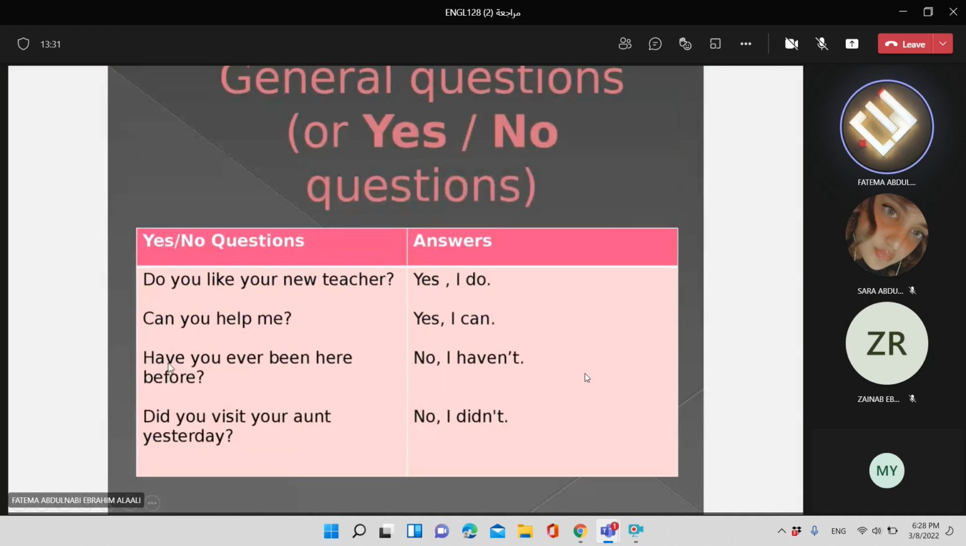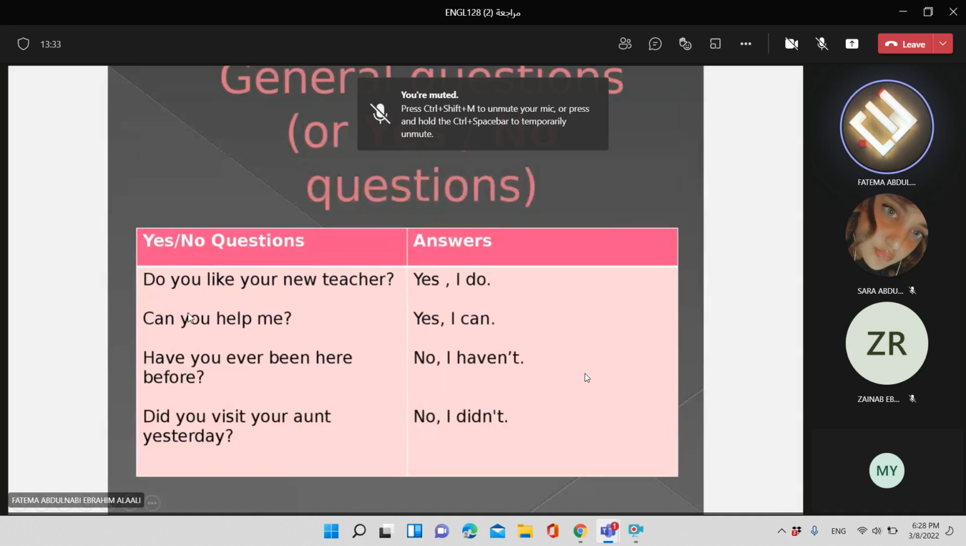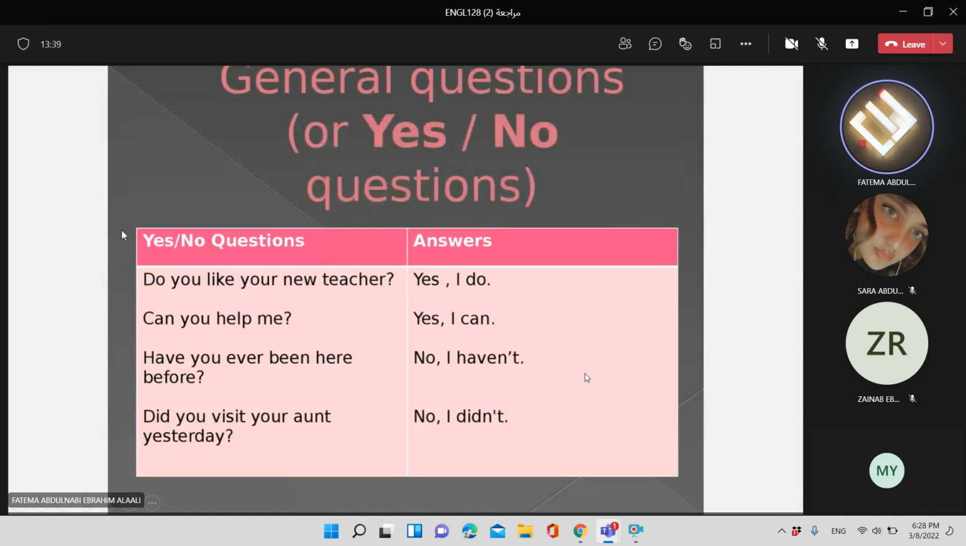For yes or no questions, we use modal verbs or helping verbs, okay? Like do if the tense of the question is present simple, and did if the tense of the question is past simple. Have you ever been here before? Have, okay, if the tense of the question is the present perfect simple. So you have to know the different tenses and which helping verbs we use in each tense.